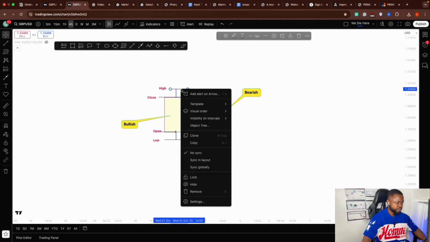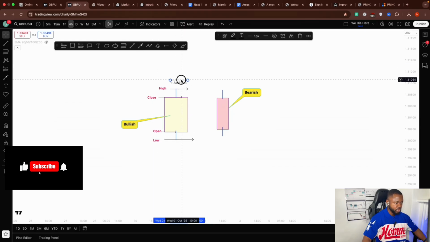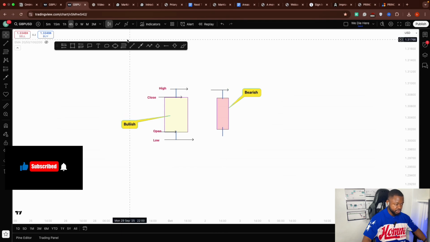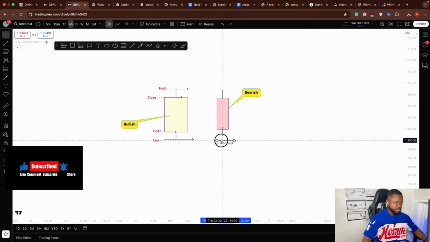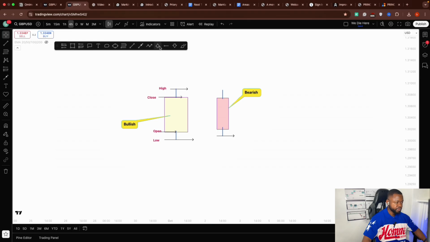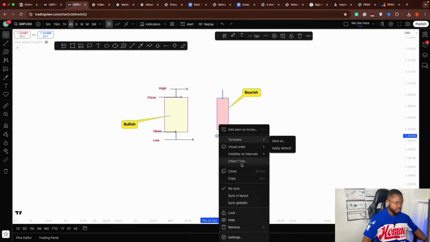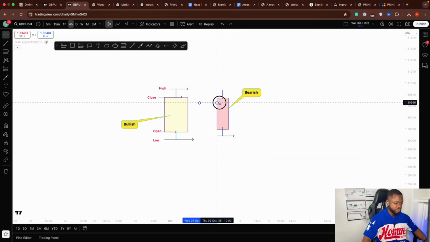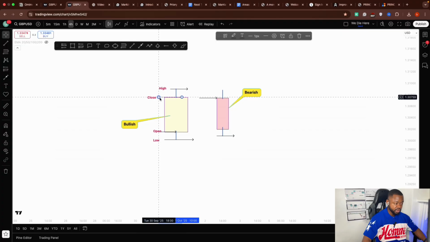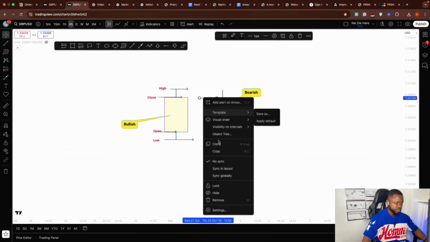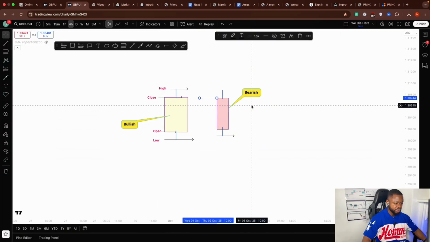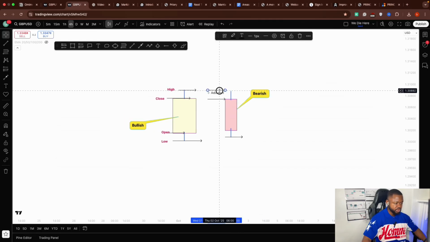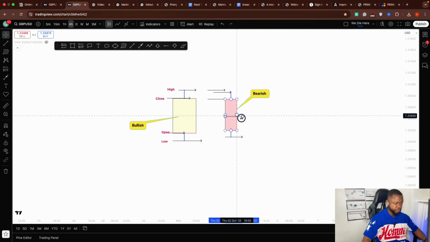So for the bearish candle, we have this as the low of the candle. Pardon me, this is going to be the low of the candle here. This is going to be the close. This is going to be the open of the candle here. For the bullish, this is the open, this is the close. So let me copy this. So this is going to be the high. And this is going to be the close.